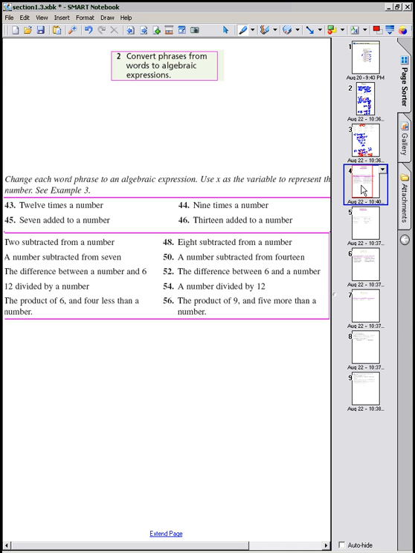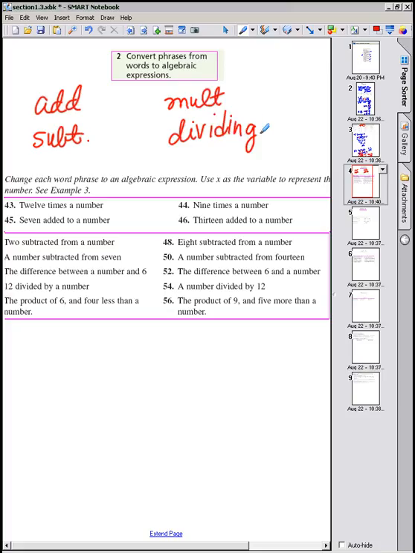Now objective 2. Probably one of the most important objectives you're going to talk about in this course, to convert phrases from words to algebraic expressions. So this is where you need to know the key phrases and what those represent. Some of the key operations that you know at this point are adding, subtracting, multiplying, and dividing. There are key phrases in English that translate to these mathematical symbols. So we'll look at some of these here.